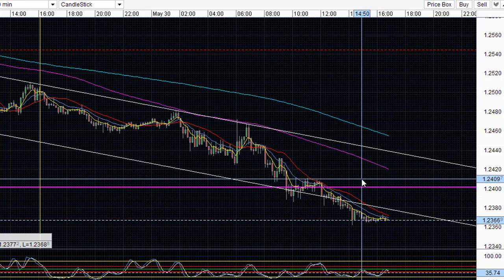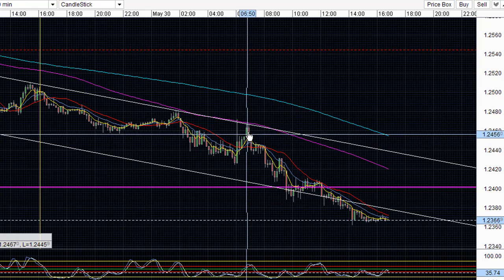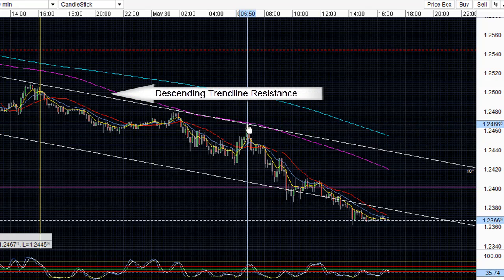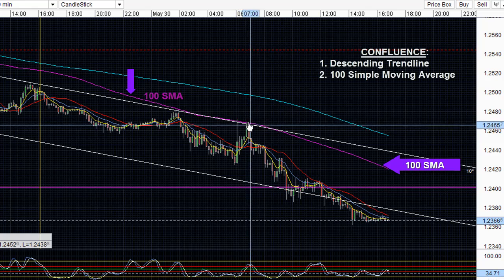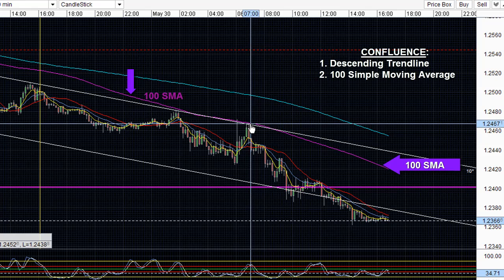So with that being said, if I was looking for an opportunity to enter a trade or sell on a pullback to resistance today, then I would have done so when price had retraced back up to this descending trend line resistance, which at the time was at 24.66. But it was not only the trend line resistance, it was also where our 100 SMA line was located as well.